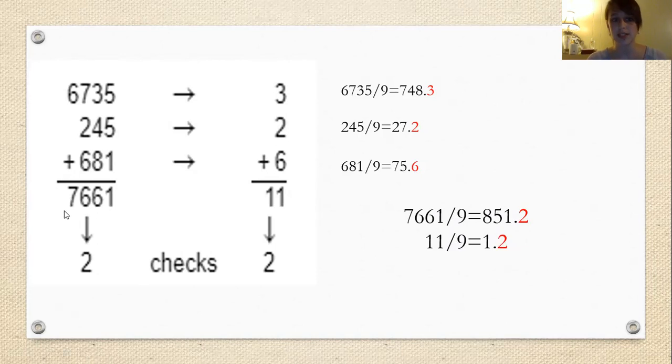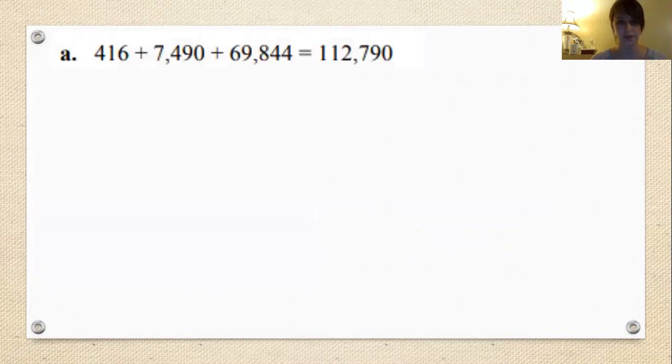And then you use the 7,661, divided by 9 is 851.2. They both have their remainder of 2. So it does check out, and you can find that answer by casting out nines. It's almost like a puzzle. A little bit tricky there.